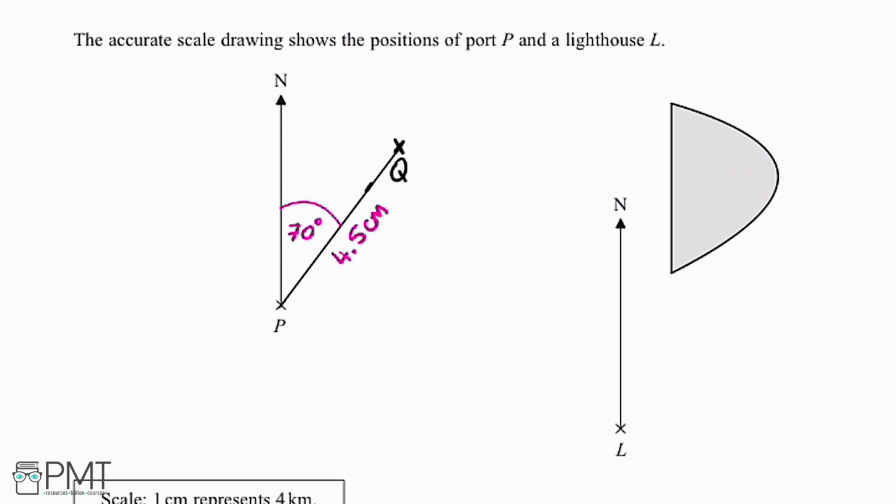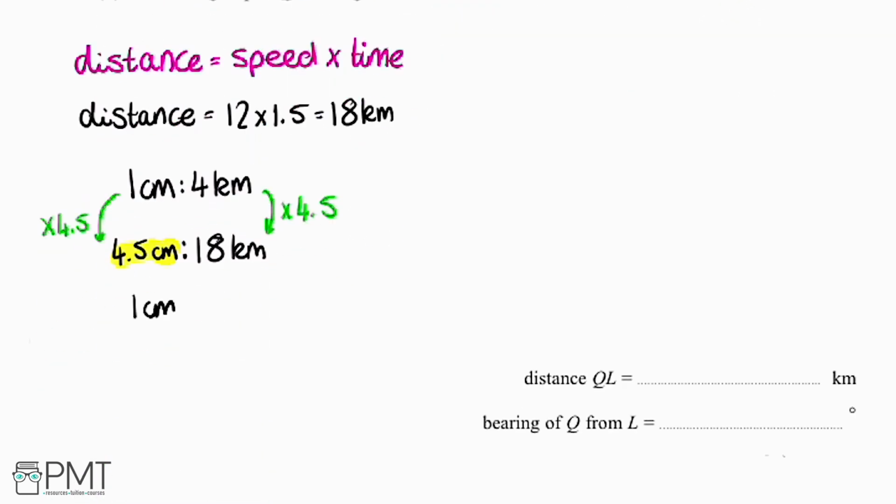Now the question says we need the distance from port Q to lighthouse L, so we're going to take a measurement from Q to L. Again, you could do this accurately if you're in an exam on the paper, using a ruler to measure this. And you should get that to be roughly 5.5 centimeters. So going back down here, because 1 centimeter is 4 kilometers, like we did before, we multiply by 5.5 this time for our 5.5 centimeters. And if we do the same to this part of the ratio, we multiply by 5.5, and that gives us 22 kilometers.